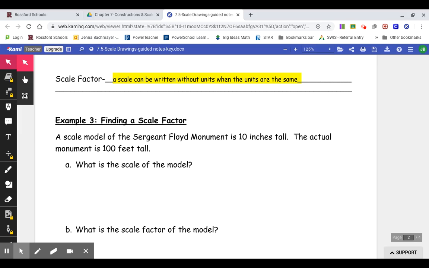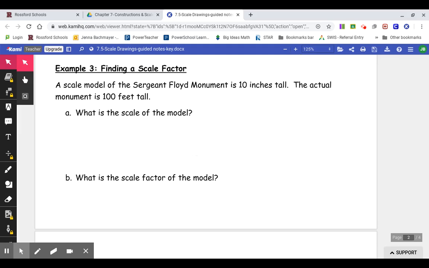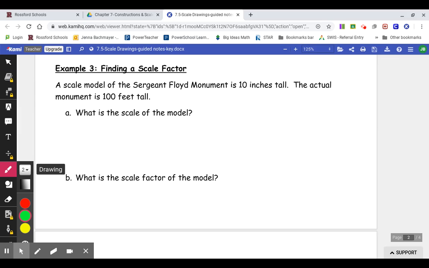All right, so let's take a second and look at example 3, finding a scale factor. A scale model of a monument is 10 inches tall. The actual monument is 100 feet tall. So first we're going to look for the scale. Remember, scale, we're able to have those two different units. We're just going to compare them. I want to put them in simplest form if possible. So I'm going to compare the model to actual.